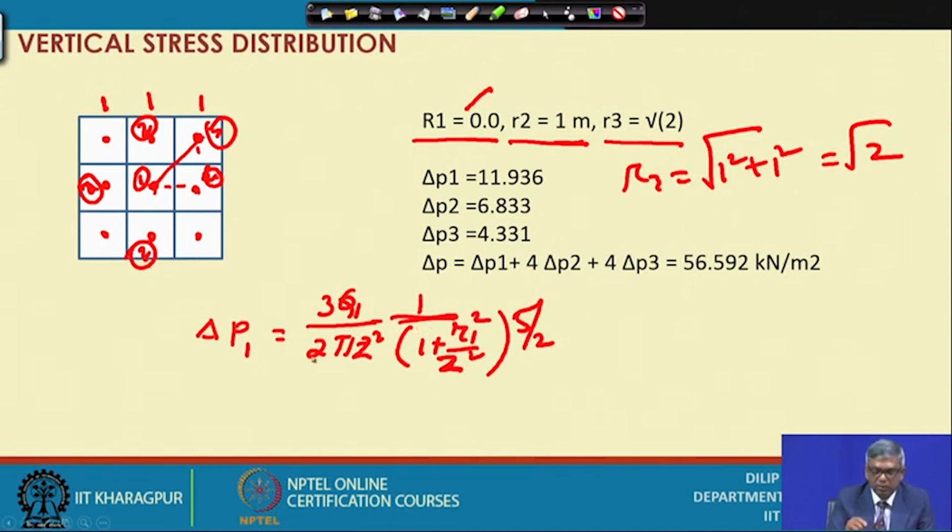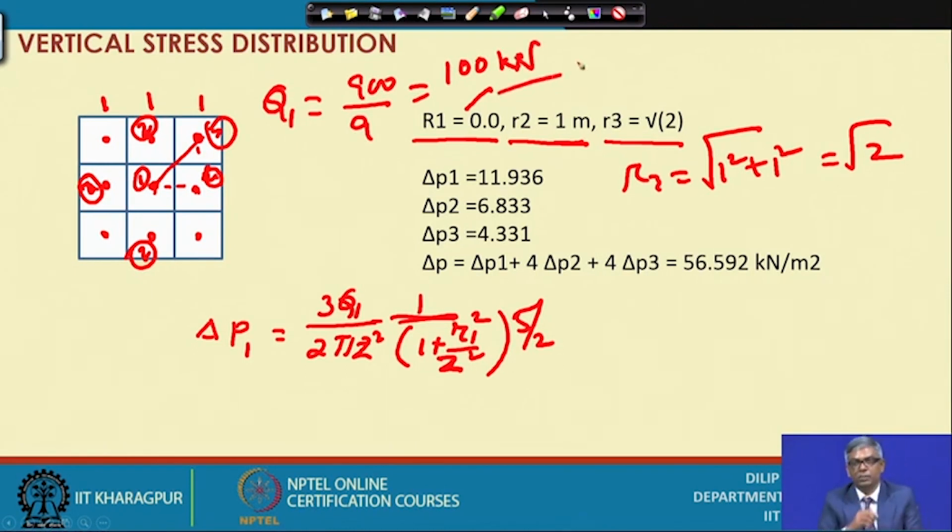So ultimately, what about the Q1? Since I have divided into 9 parts, it will be 900 divided by 9, so 100 kilonewton each. So, I will apply 3 into 100 divided by 2 pi into z square, then I will get delta P1. So, this is the value 11.936.